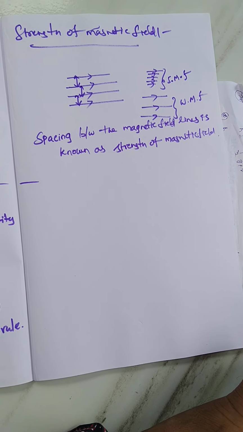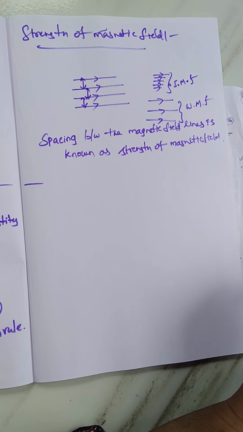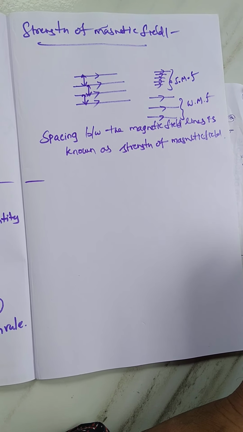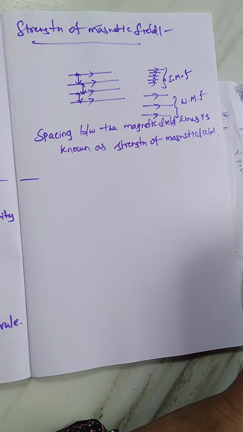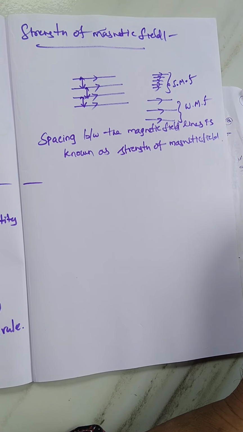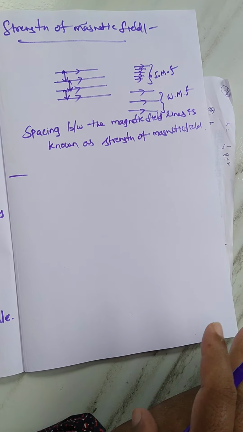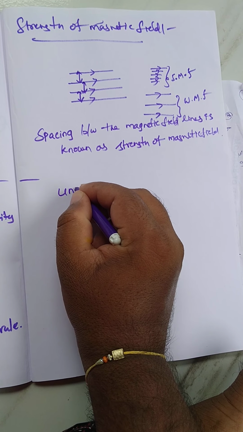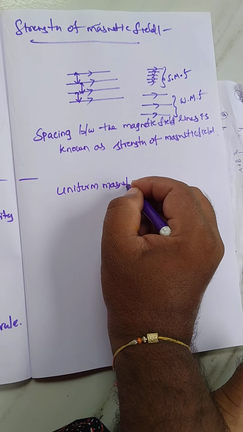Understand my point? So what do we mean by strength of magnetic field? It is nothing but the spacing between the magnetic field lines. If the field lines are crowded, we say it is a strong magnetic field. If the field lines are not crowded, then we say it is a weak magnetic field, dear students. Now I am going to discuss uniform and non-uniform magnetic field. First, uniform magnetic field.